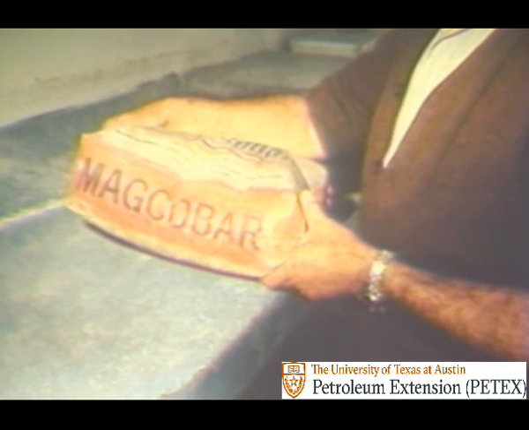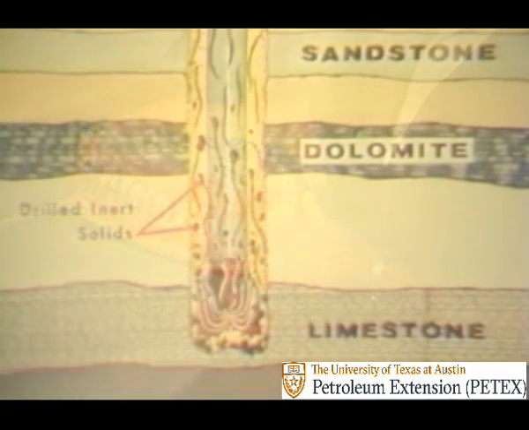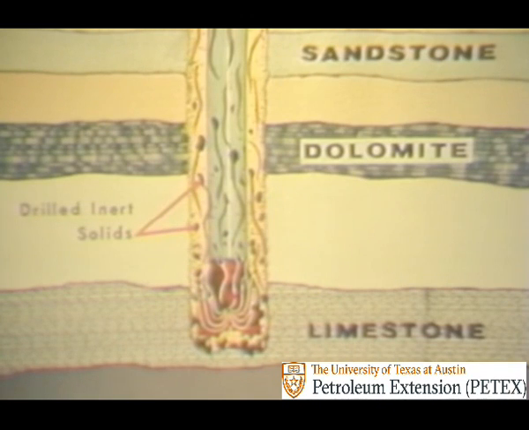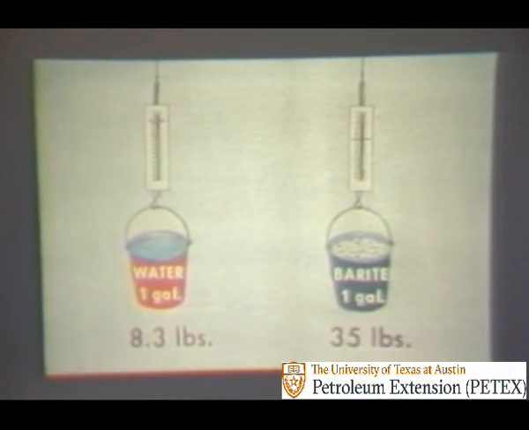It is used to weight up, or increase the density of, muds. Sometimes calcium carbonate or iron carbonate is used. Drilled inert solids are also in the mud. As the bit penetrates sandstone, dolomite, and limestone, the solids become part of the mud. But primarily, we're interested in barite.